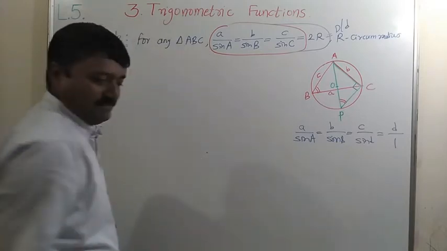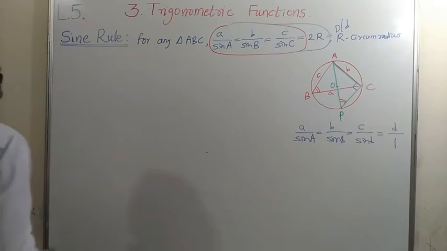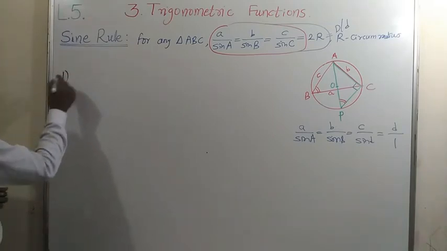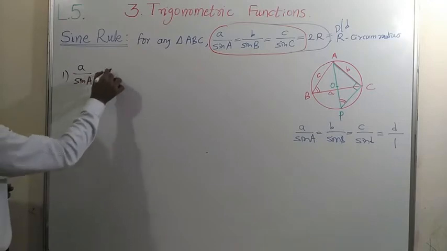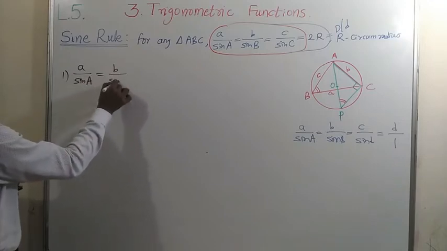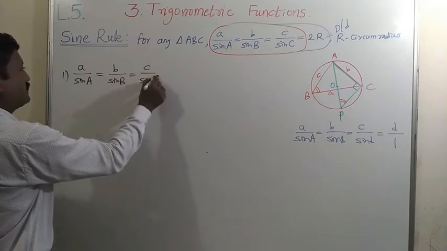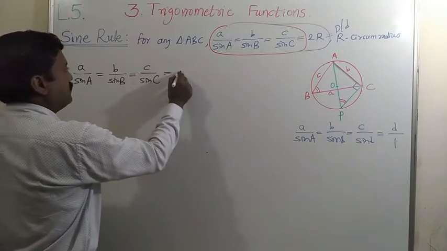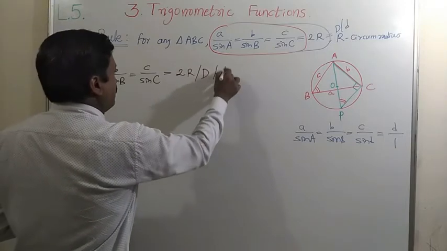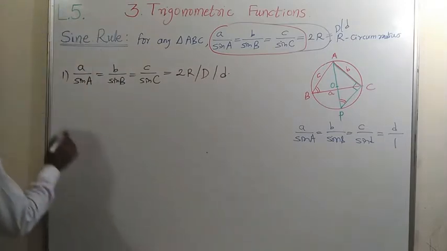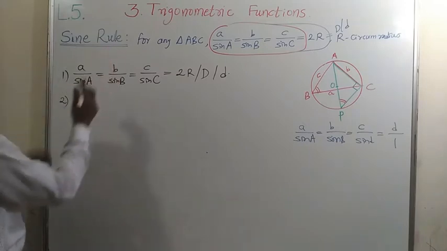In that case, we have to use this result in different forms. Let us see once again the different forms of this result. The first is a upon sin A equal to b upon sin B is equal to c upon sin C is equal to twice R, or capital D or small d, whatever you can take. Then the second one, we can take the reciprocals of this.